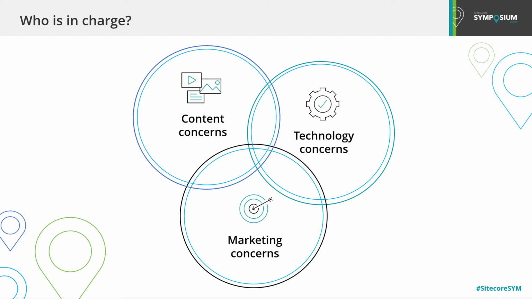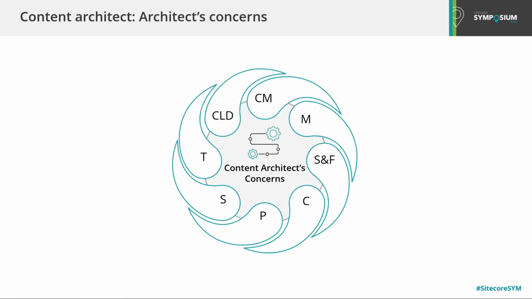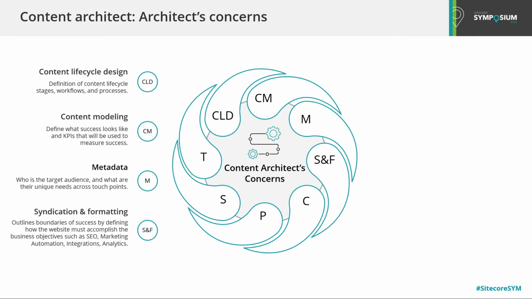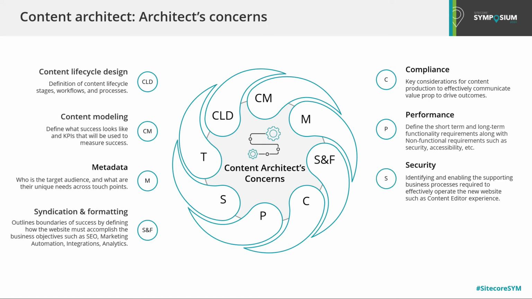So that creates an opportunity for a new role that would have the extensive knowledge of content lifecycle and the content story, yet be well versed in marketing as well as technology, and that new role is a content architect. Now, a content architect is concerned with 8 primary areas of responsibility. And those areas include content lifecycle design, content modeling, metadata, syndication and formatting, content compliance, content performance, content security, and of course, technology. So let's dive into each one of these in more detail.